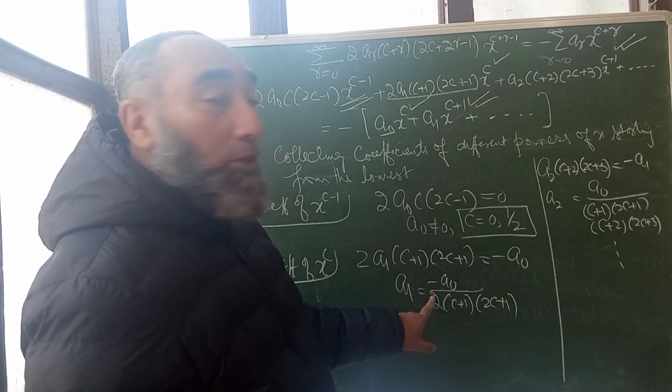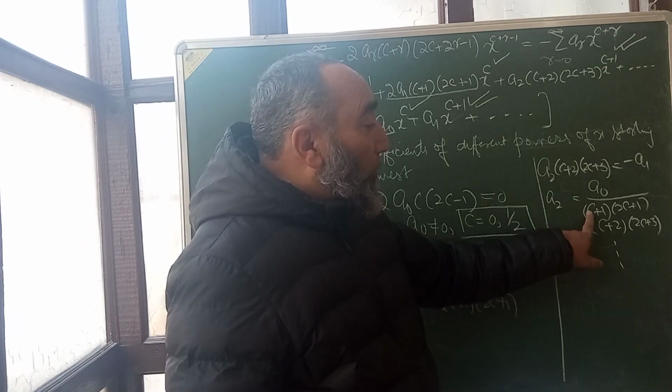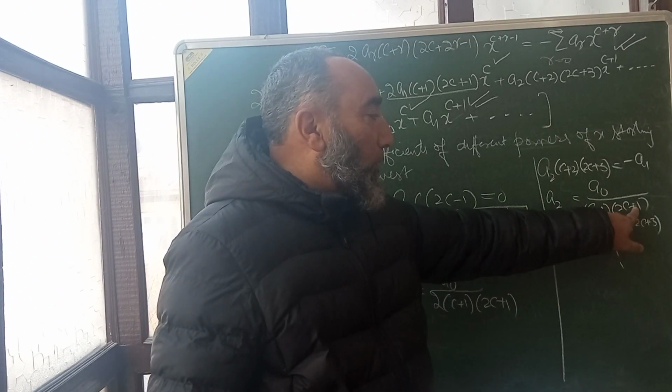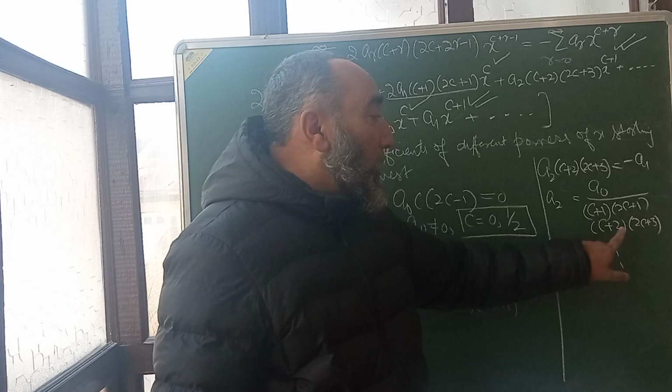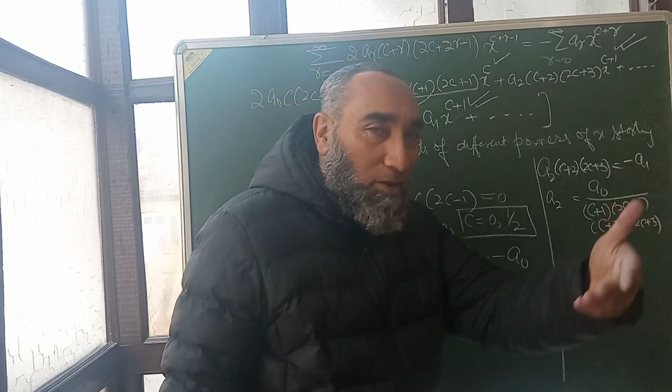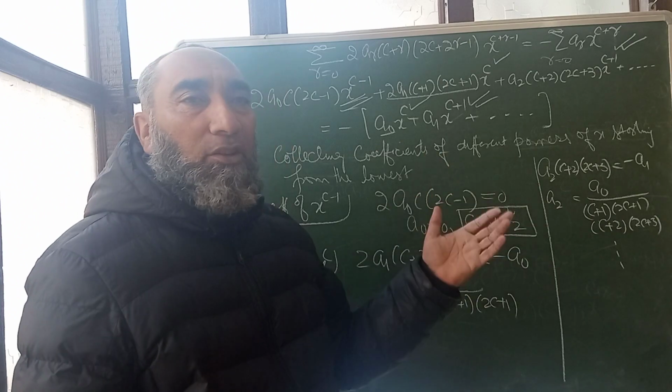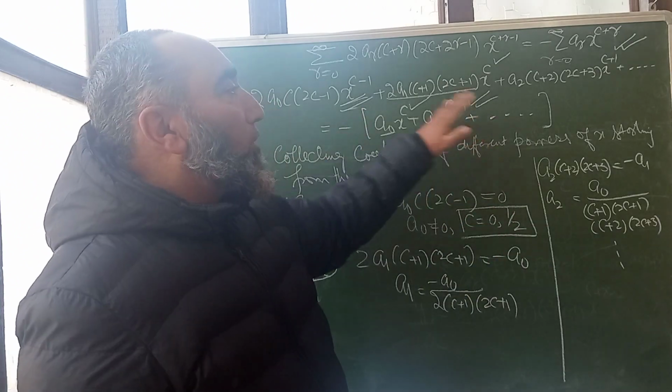a3 will be in terms of a0 again. You will have c plus 1. See, you can judge from here. C plus 1, 2c plus 1. C plus 2, 2c plus. Then c plus 3, 2c plus 5, and so on. Okay, you can judge it. You can find the reconciliation also, but for beginners, this is okay.